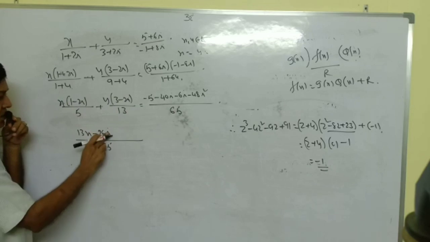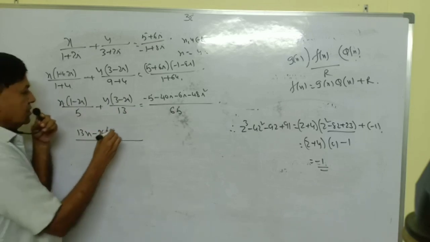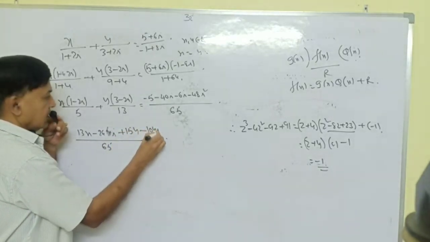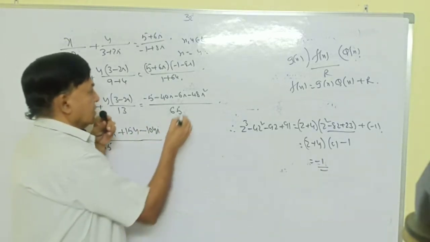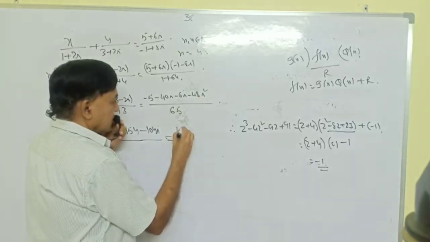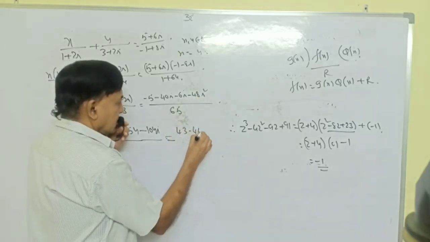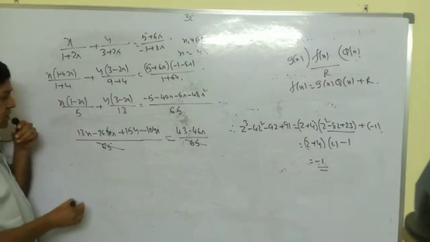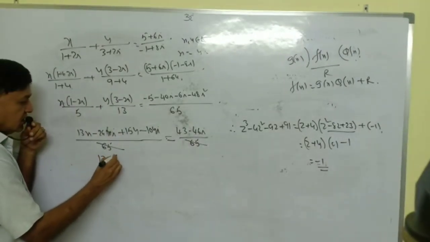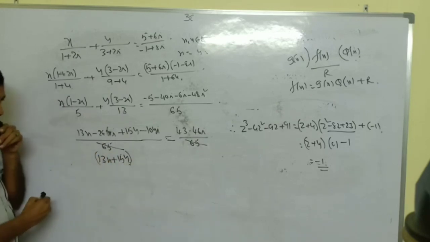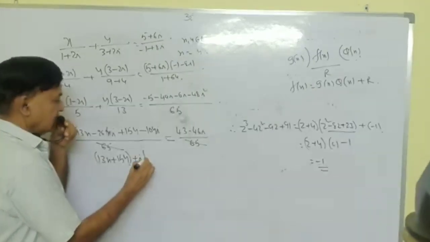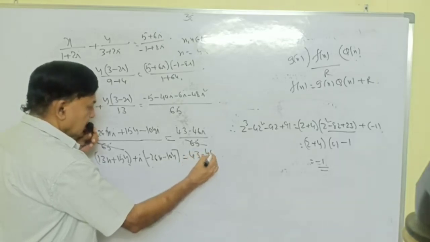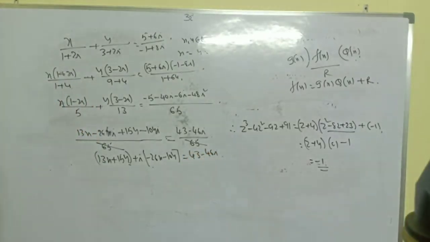13x into 2, 26xi, plus 15y minus 10yi is equal to... this is i square, minus 1, so you will get 43 minus 46i by 65. 65 you will get 30x plus 15y real part, plus i into minus 26x minus 10y is equal to 43 minus 46i.